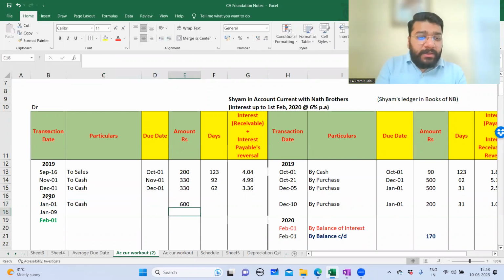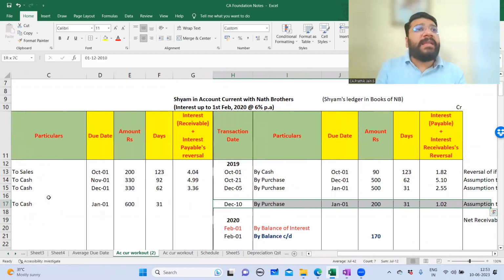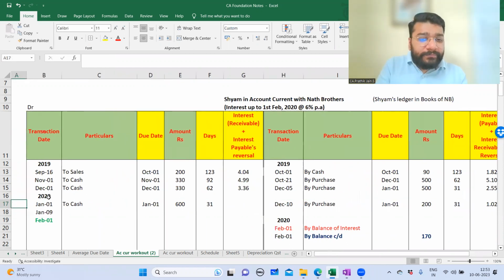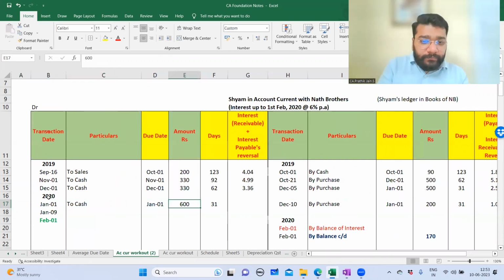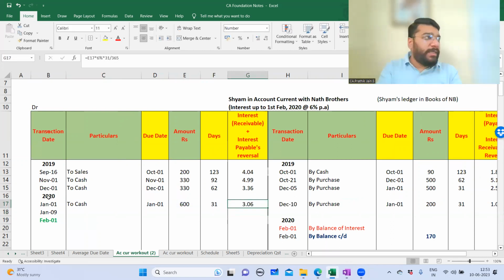600 rupees. What is the due date? Same transaction date is the due date for receipt and payment. How many days delay? 31 days. Already, guys, here we have calculated for Jan 1 the number of days. For each and every transaction, don't sit and calculate. Already we have calculated here. So 600 into 6% into 31 divided by 365 is 3.06.